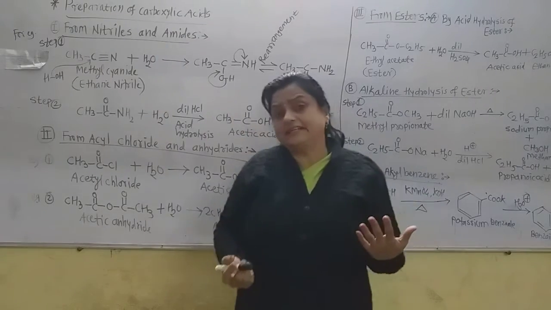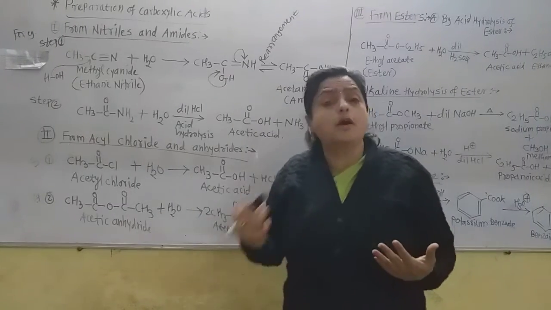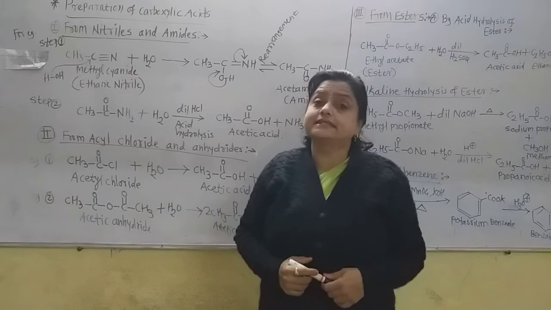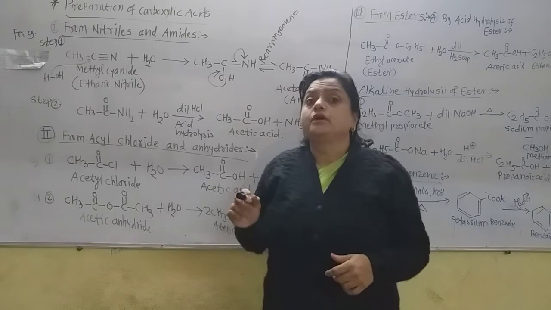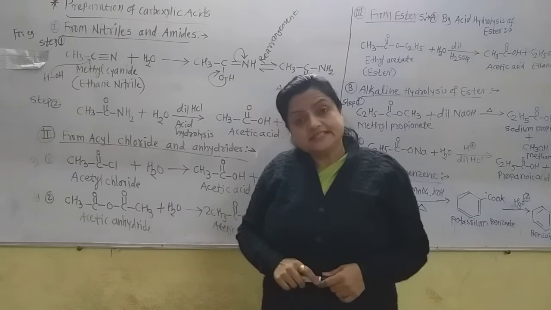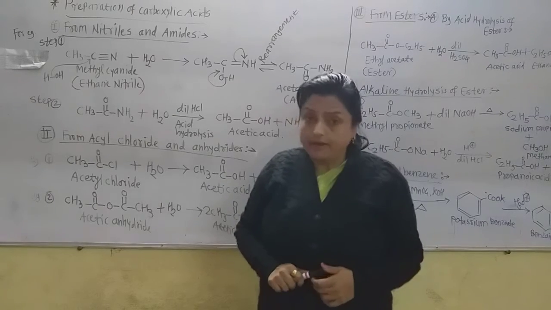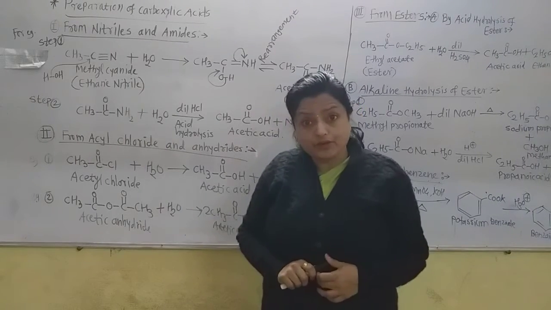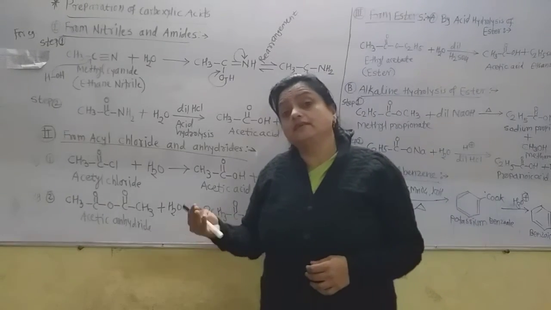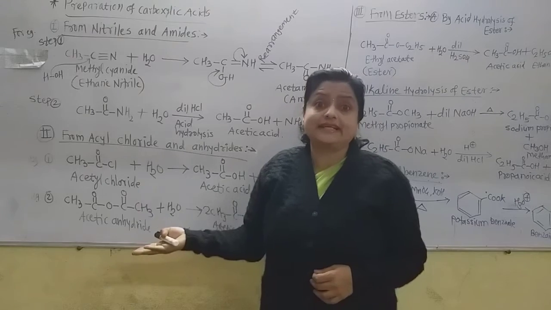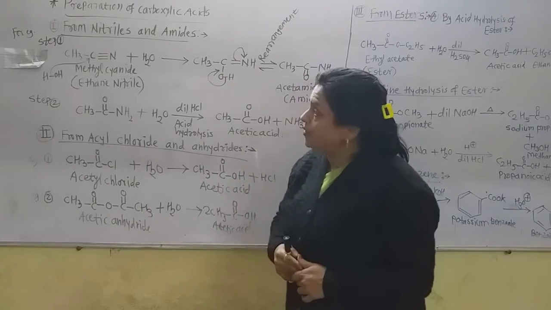That means nitriles are first converted into the amides. We know the amides in 11th standard. The general formula of the amides is RC double bond O, NH2. Now how the nitriles are first converted into amides and how the amides are then converted into the carboxylic acid, let us see. Now first step.